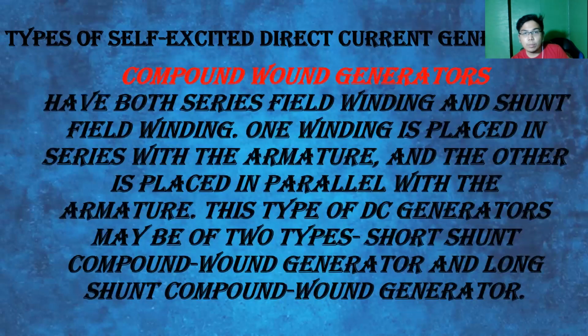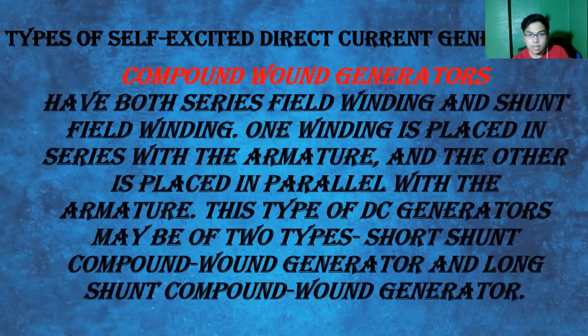Next, compound wound generators have both series field windings and shunt field windings. One winding is placed in series with the armature, the other in shunt. Ito yung pinaghalong shunt saka series wound. Meron siyang parehas na series at parehas na shunt, parang nakukuha niya yung dalawa. Pwede siyang maging independent sa load voltage.